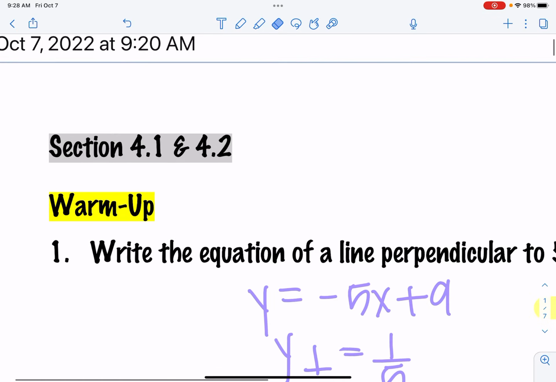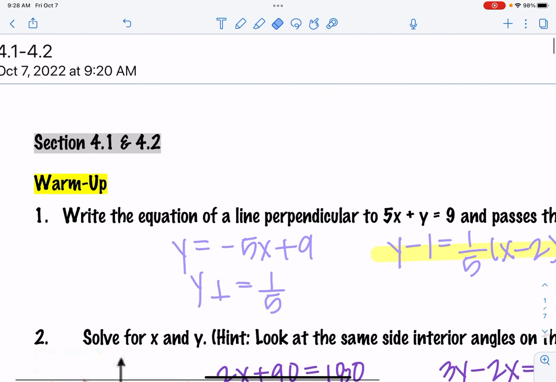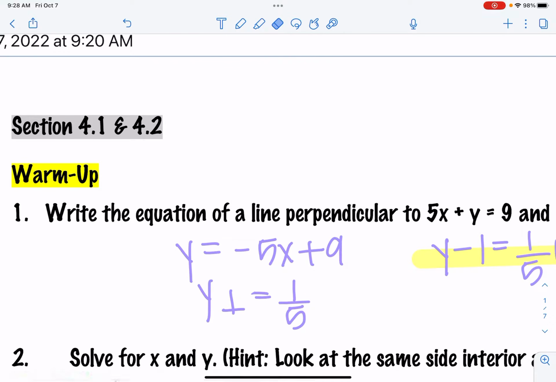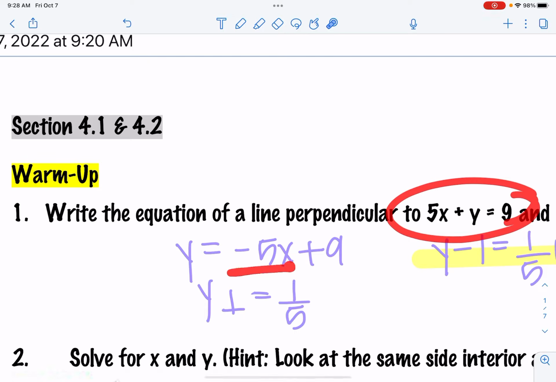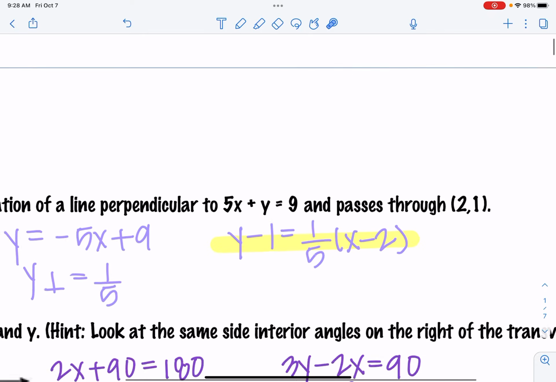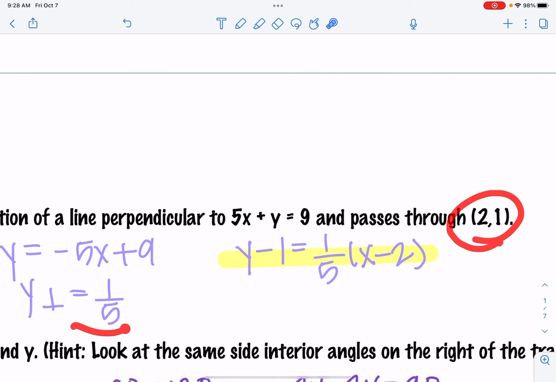All right, number 1 is writing the equation of a line perpendicular. So the first thing you need to do is find the new slope. So the slope of the original line, this line here, is -5. So the slope perpendicular to that is 1/5. So all you need to know to write an equation of a line is a point and a slope, and then put it into point slope format.